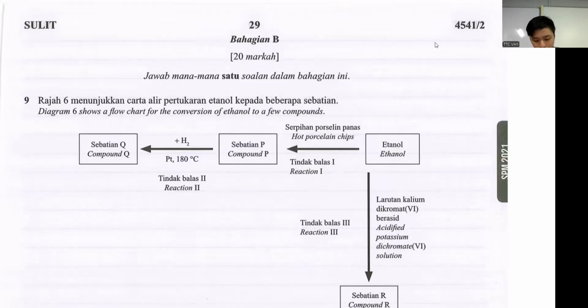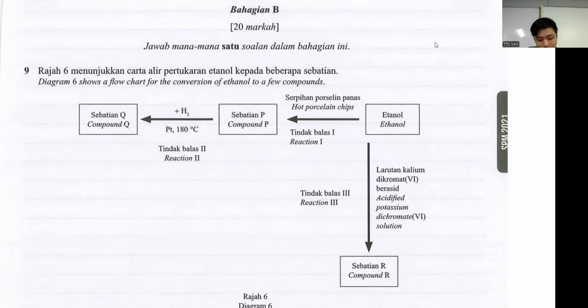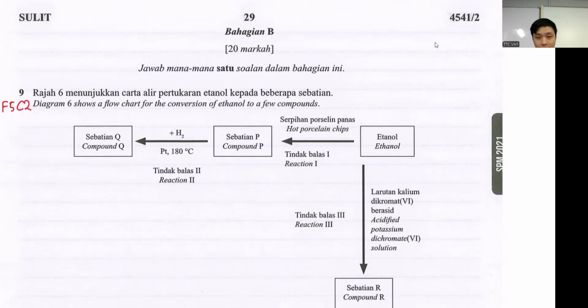Okay, diagram 6 shows a flow chart for the reactions of ethanol to a few compounds. You see, right? Here, this is Form 5, Chapter 2, essay. We should expect an essay, actually. So let's analyze this kind of flow chart.